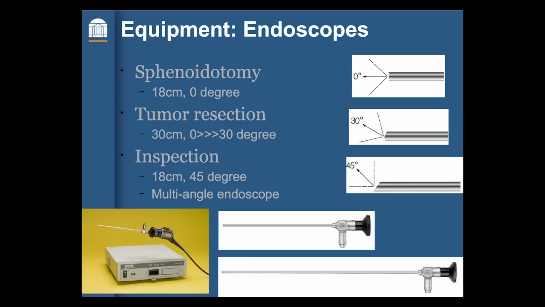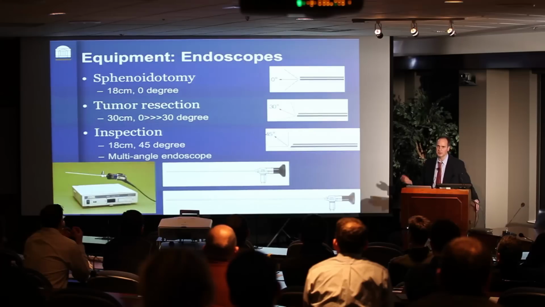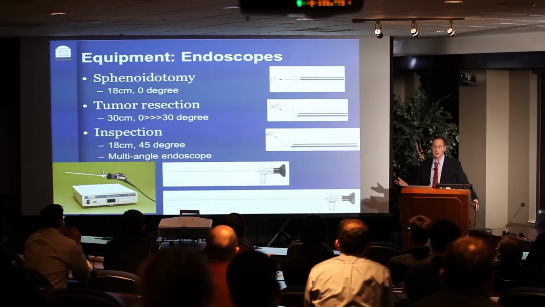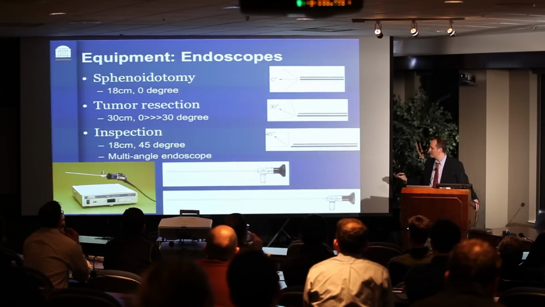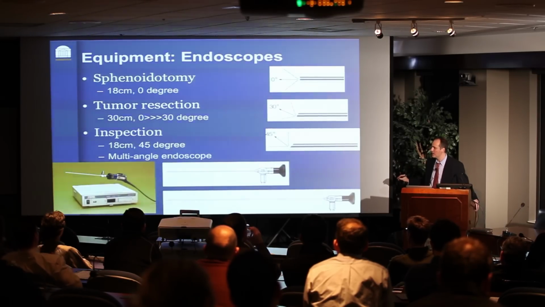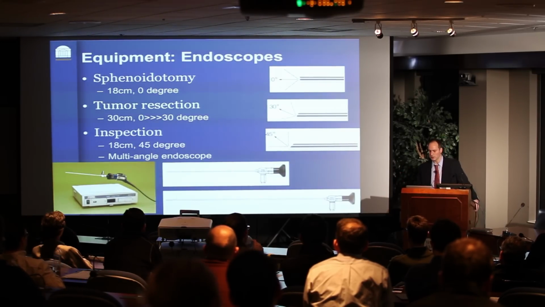When you start doing these cases, you'll use different scopes. There are different length scopes that are used. Usually for the approach, you use a shorter scope than when you're doing the resection and using a person who's driving the scope and a person who's operating. By having a longer scope, you keep the endoscopist's hands away from the nose and out of your way.